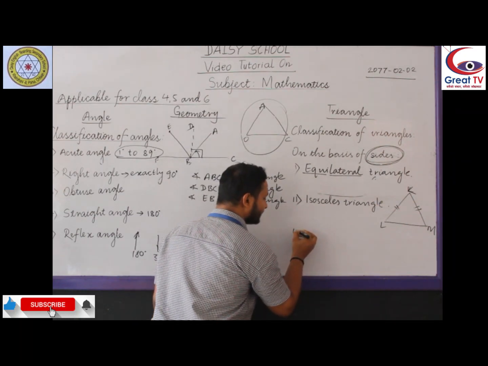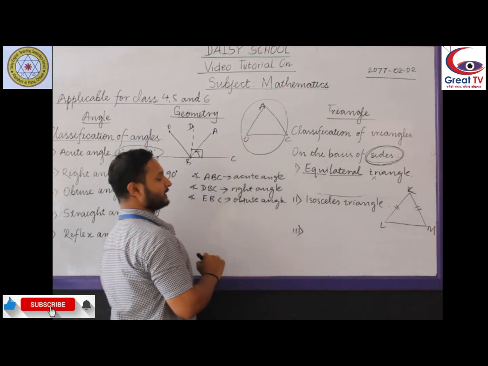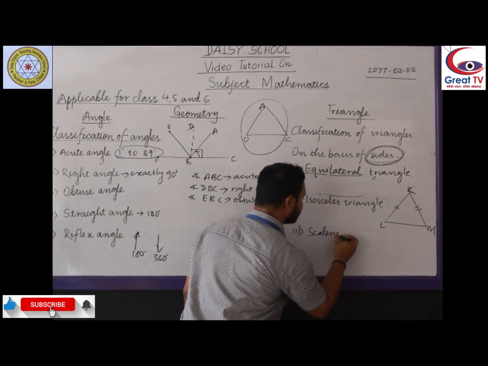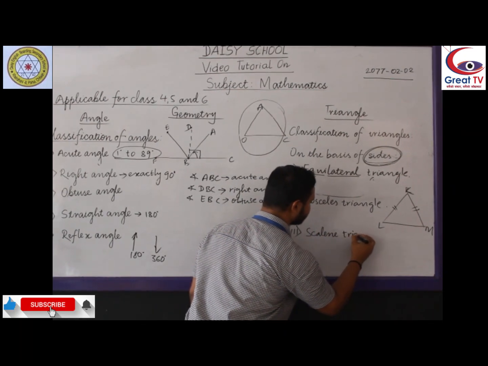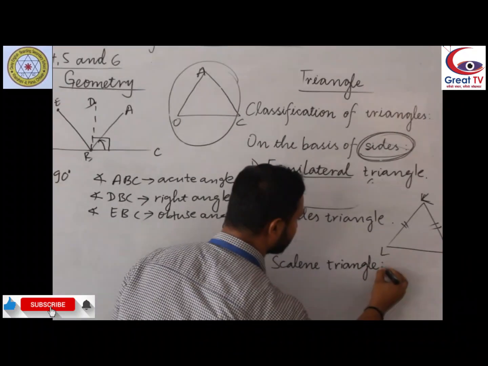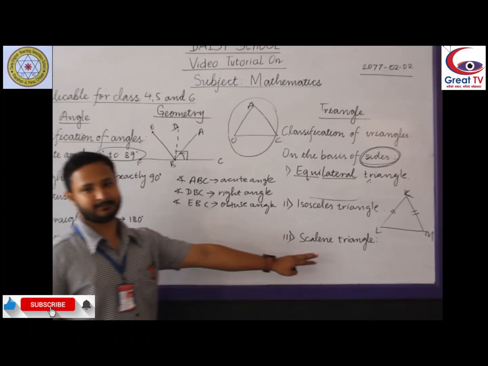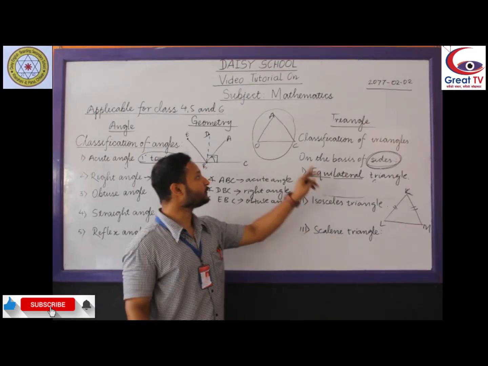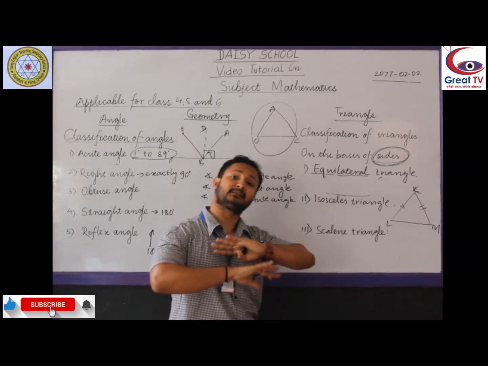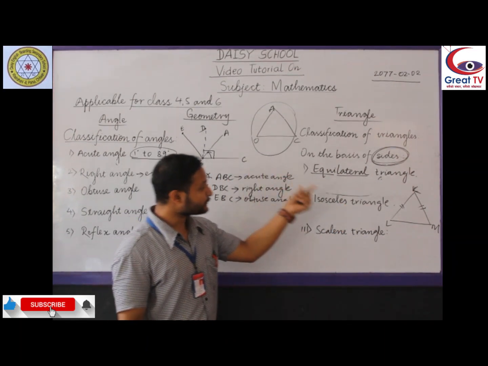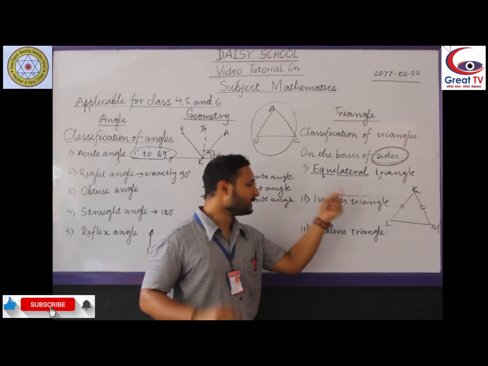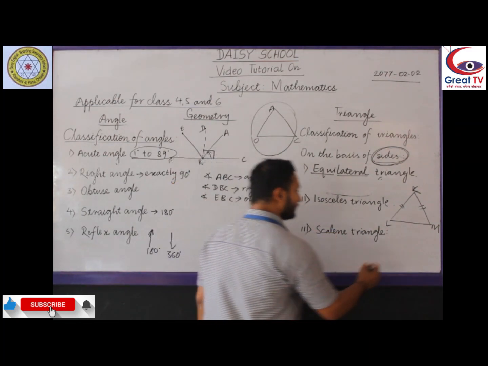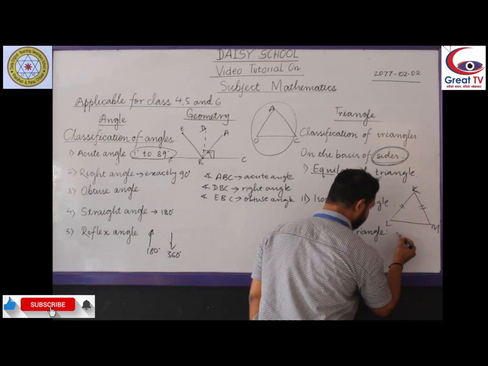So let's switch to another type of triangle, and this is scalene triangle. Scalene triangle. None of the sides are equal. In an equilateral triangle, all the sides are equal. All three sides are equal. In an isosceles triangle, two of them are equal. But in a scalene triangle, none of them are equal. Okay? Let's see.